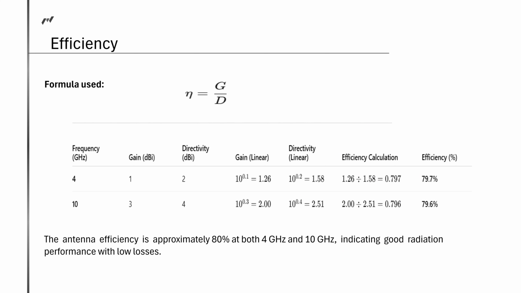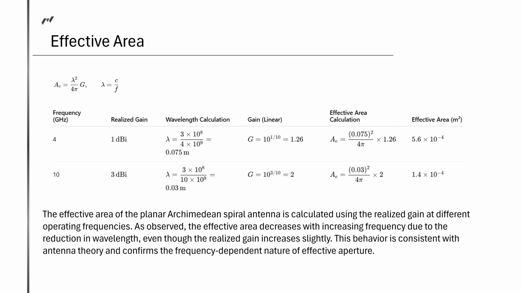The antenna's efficiency is calculated from the ratio of realized gain to directivity. The obtained values indicate that most of the input power is effectively radiated. This confirms low radiation losses. The effective area represents the antenna's ability to receive power. It is calculated using wavelength and gain. The effective area decreases with increasing frequency, which matches theoretical behavior.